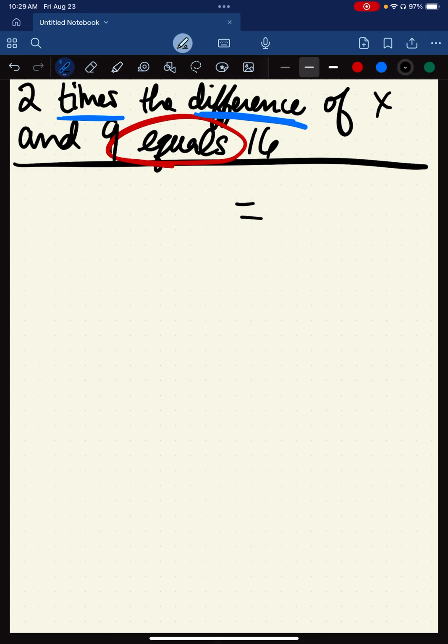Difference means subtraction. And so we need to make a note in here. 2 times the difference. That means by the time we get around to multiplying by 2, the difference has already been taken. And so if we just wrote 2 times the difference of x and 9, the difference of x and 9 is x minus 9. And then if we just wrote 2 like that, we're doing 2 times x minus 9. We're not doing 2 times the difference of x and 9, right? We're doing 2 times x minus 9, which would be incorrect.